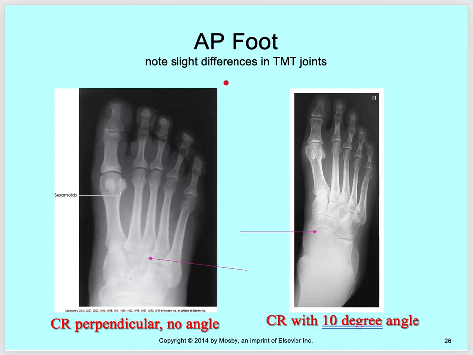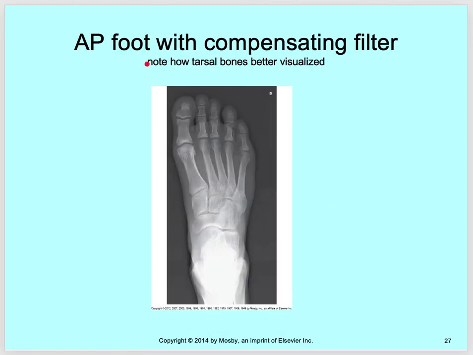Your AP foot, you're going to note slight differences in the TMT joints, tarsometatarsal. So this is CR perpendicular, no angle. So this is a 0 degree, okay? And then this is with that 10 degree angle. So you're not seeing your open joint spaces here very well. You're seeing great open joint spaces here, here, here, through here, when these are now closed, okay? So that's the difference between a 0 degree and a 10 degree. That's why you need that 10 degree to make sure that you see those open joint spaces.